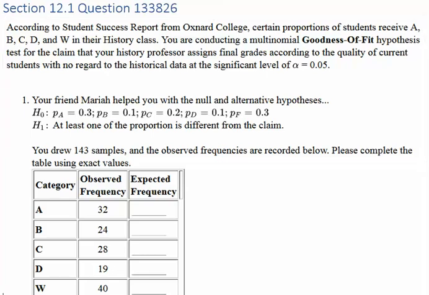This is another example for a goodness of fit hypothesis test. In this example, notice that we have unequal proportions. So 30% of the chance a student will receive an A, 10% of the chance a student will receive a B, 20% chance for C, and etc.